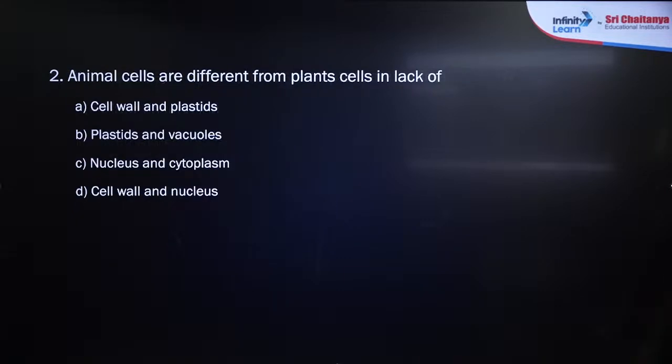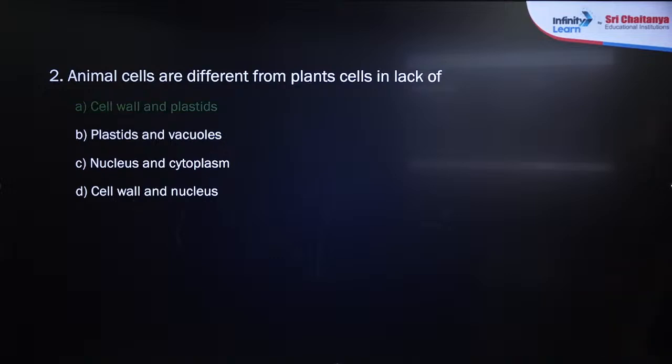Now the next question: animal cells are different from plant cells in lack of. So if we talk about animal cells, they are going to be different from the plant cells. What is going to be the thing that they don't have? One of the answers I've got is A. Will be coming to Purvi with that next time. Sitaram's answer is also A.